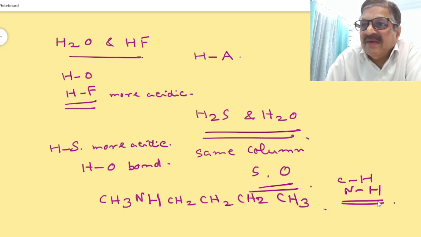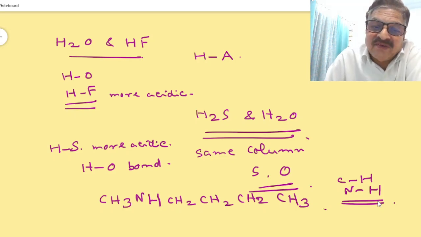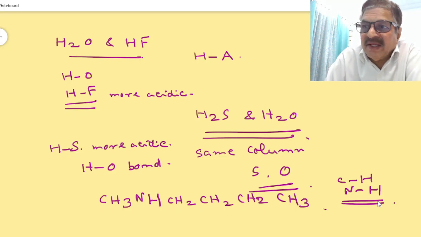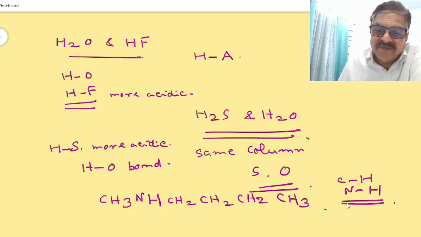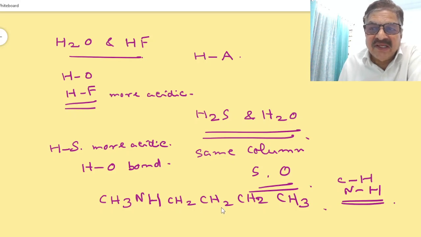Then the acidity of HA, we know it increases across a row of the periodic table. That means the hydrogen bonded to nitrogen and the hydrogen bonded to carbon here: which is the most acidic? The nitrogen, NH. The single hydrogen on nitrogen is the most acidic here. Which hydrogen is more acidic if you ask me? This is the answer here.